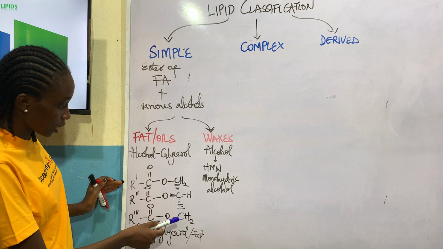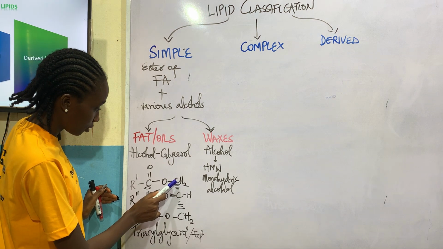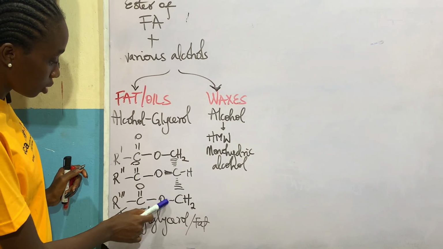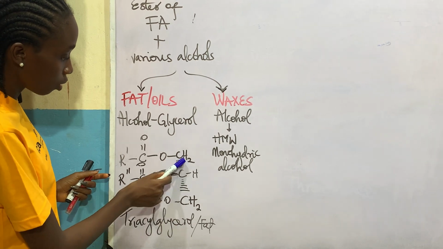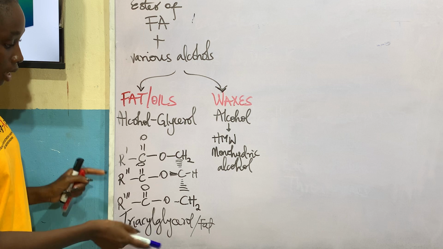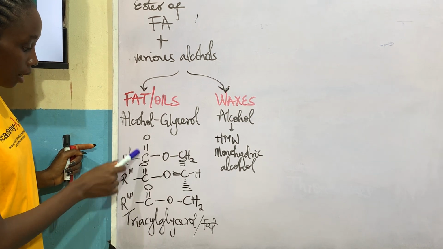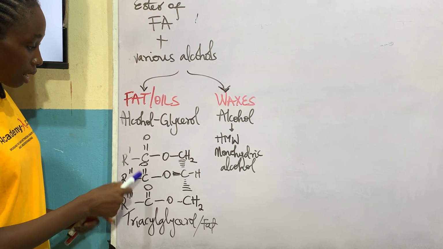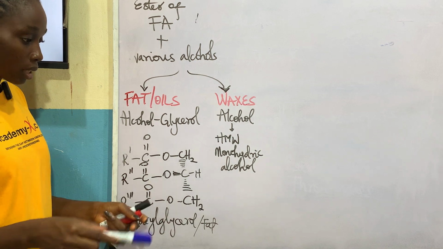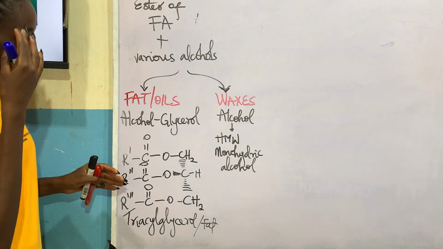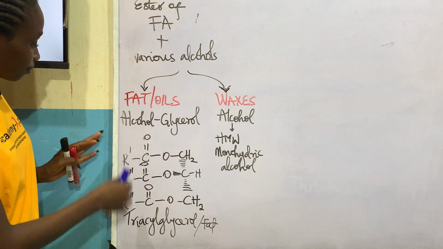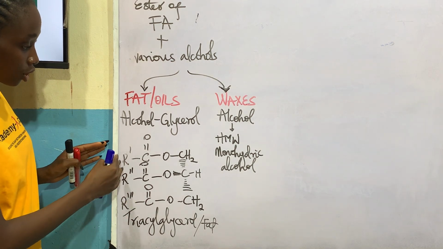This is the acyl group here. This is the acyl group as well, and this is an acyl group as well. So on carbon 1, carbon 2, and carbon 3, each of them has acyl groups attached to them. And these are usually just hydrocarbons, alkyl groups, basically just a hydrocarbon.